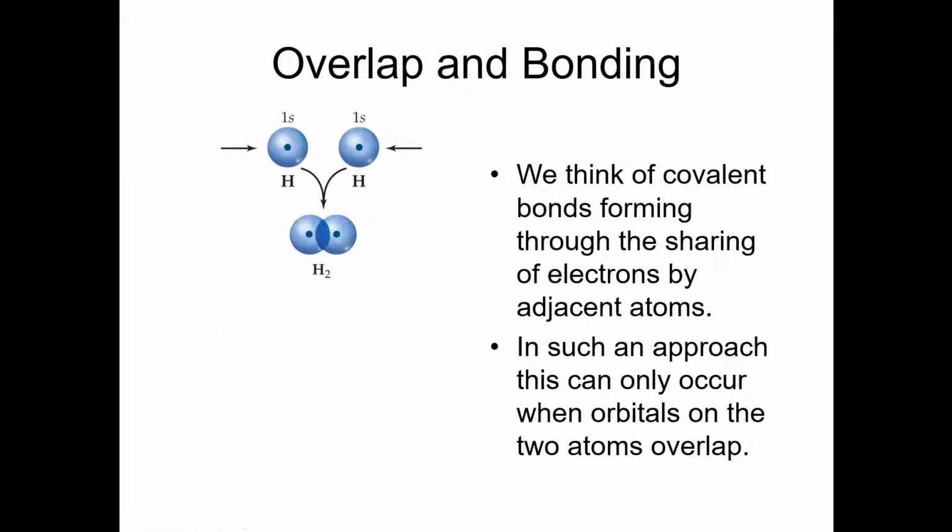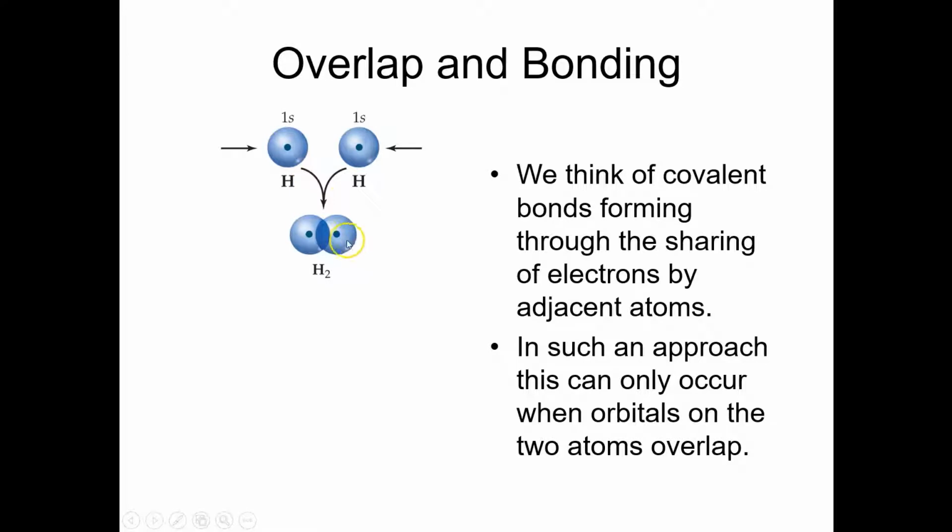Okay, the main thing we're going to talk about today is, we've talked about drawing Lewis structures and we've talked about shapes of molecules. We haven't really talked much about what the nature of covalent bonding is. We've talked about the fact that a bonding pair is shared between two atoms, but we haven't really talked about how that actually occurs. Because we think of bonds forming through sharing of electrons, that can really only happen if you have overlap of the orbitals of the two atoms that are bonding.